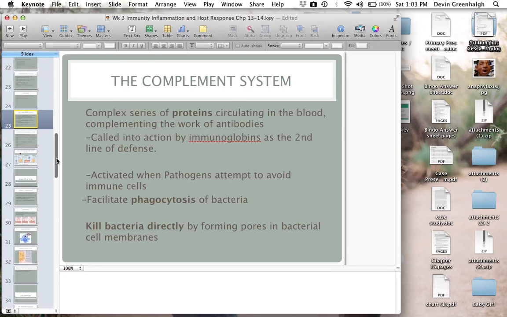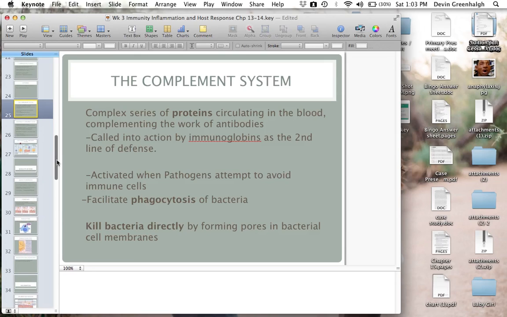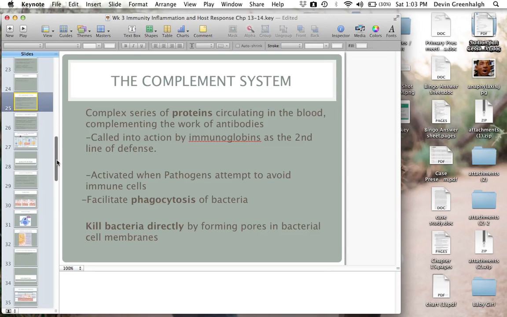The complement system. The complement system is a series of proteins circulating in the blood, complementing the work of antibodies. It's called into action by immunoglobulins. It's activated when pathogens attempt to avoid immune cells. The complement system facilitates phagocytosis of bacteria. It kills bacteria directly by forming pores in bacterial cell membranes.